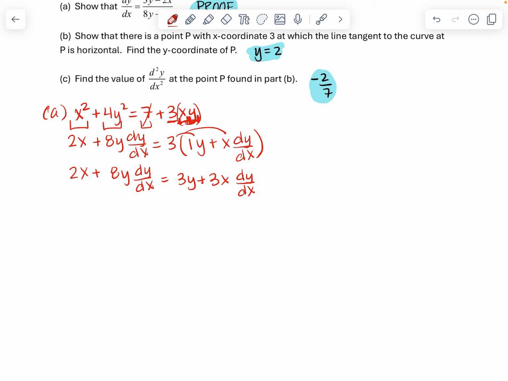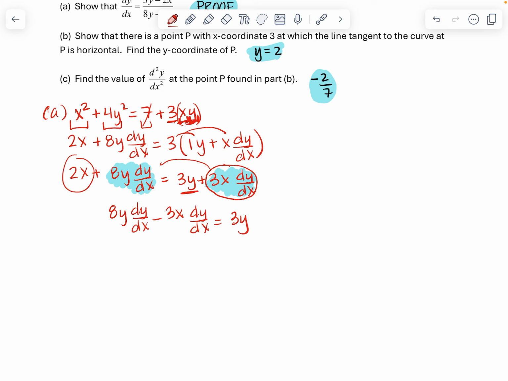Okay? Now, remember, I want the dy dx's to be on the same side. They're on opposite sides of the equal sign, so I'm going to move this little guy to the other side. So I'm going to have 8y dy dx minus 3x dy dx equals, the 3y is still there, but I don't want the 2x here, so I'm going to subtract it over. Okay, so then factoring out the dy dx, I'm going to get 3y minus 2x all over 8y minus 3x.